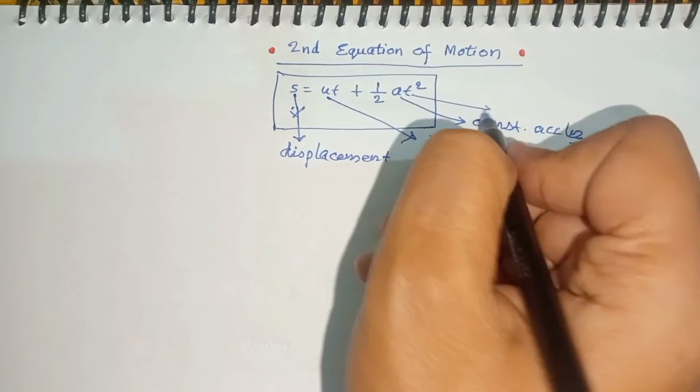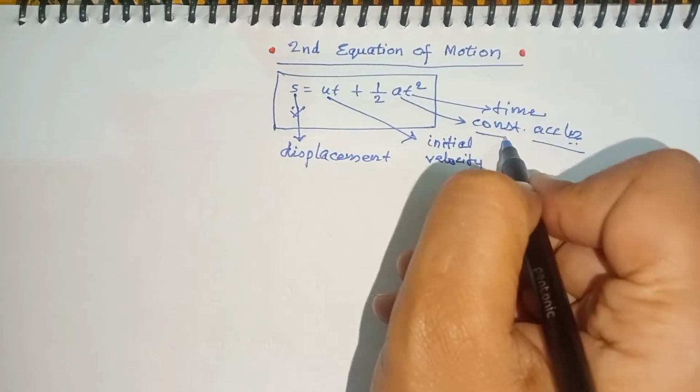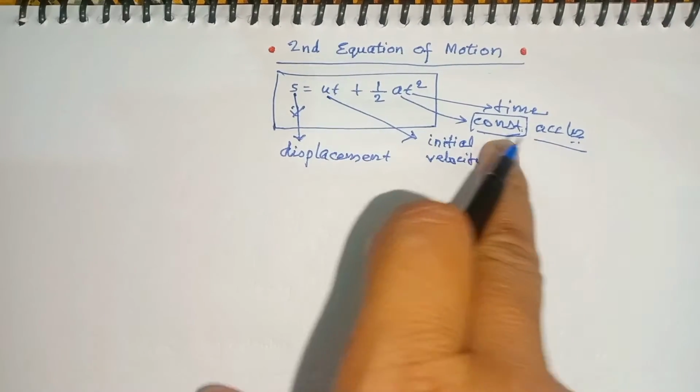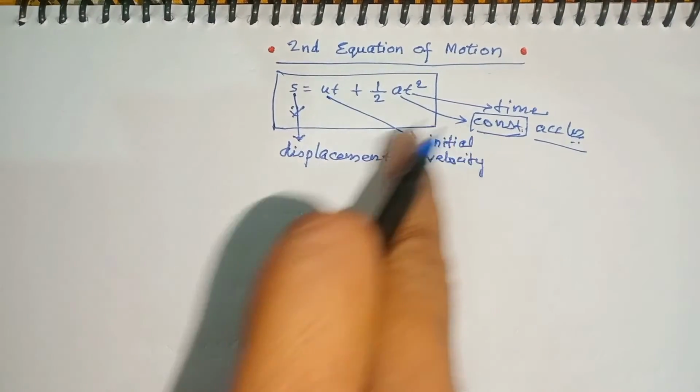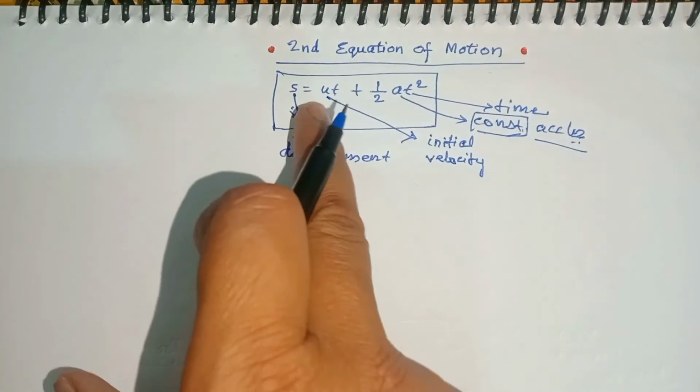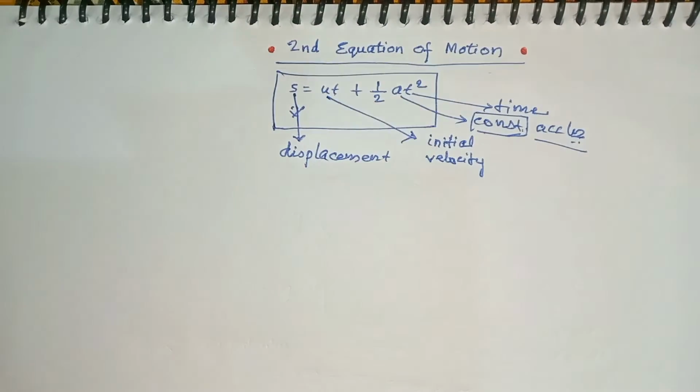And here t is time. Acceleration must be constant. This is a condition. This condition must be fulfilled, that acceleration must be constant. Then this formula can be applied. Okay, this is the second equation of motion: S equals ut plus half at square.